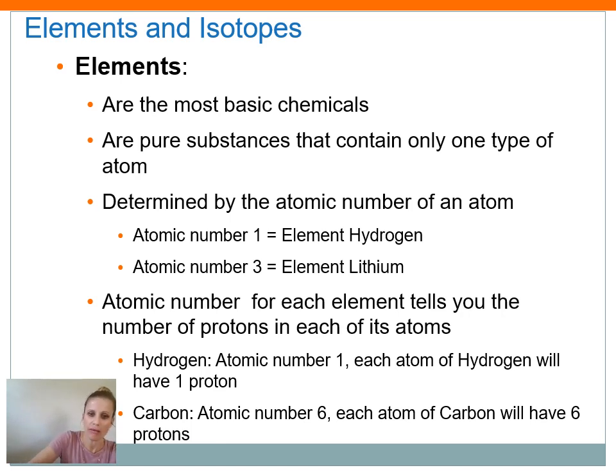We said lithium, right? I just told you guys up here that lithium is atomic number 3. So what does that tell you? That tells you that lithium has 3 protons. Every atom of lithium in the whole wide world has 3 protons. If it doesn't have 3 protons, it's not lithium. Carbon. Carbon is something that's really common in the body. Carbon is atomic number 6. So every atom of carbon has how many protons? 6.